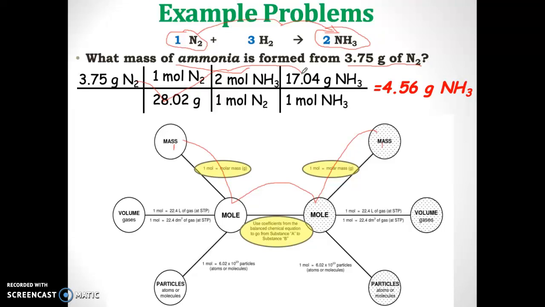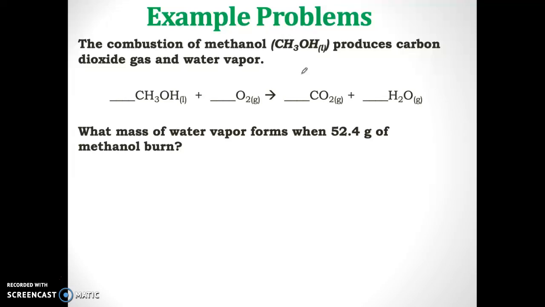So what does this tell me? This tells me if I have 3.75 grams of nitrogen, how much ammonia could I produce? 4.56. All right, let's go down to example number 3. Example number 3. Here's the same thing, except I need to balance my chemical equation.